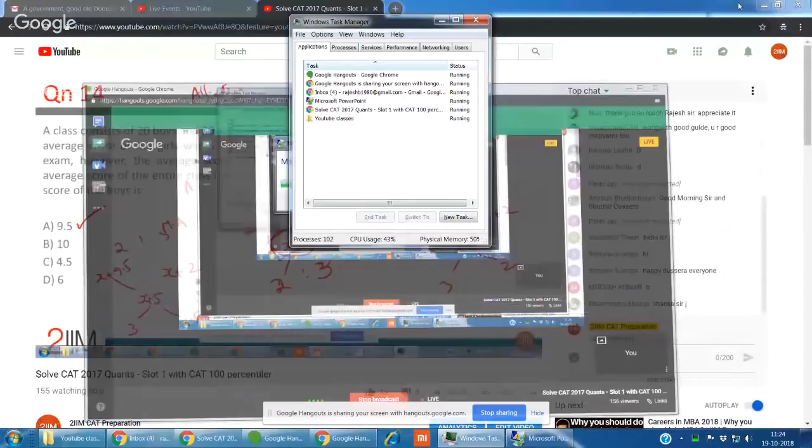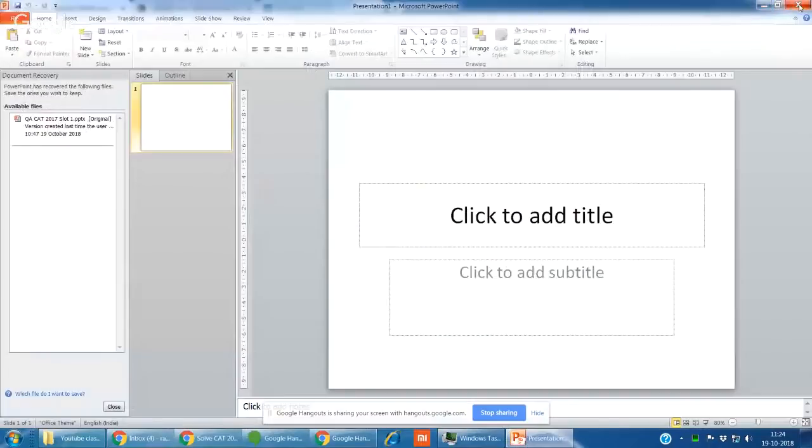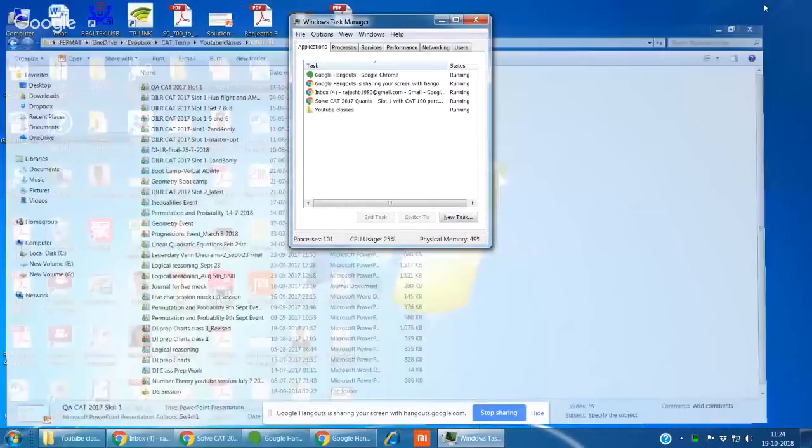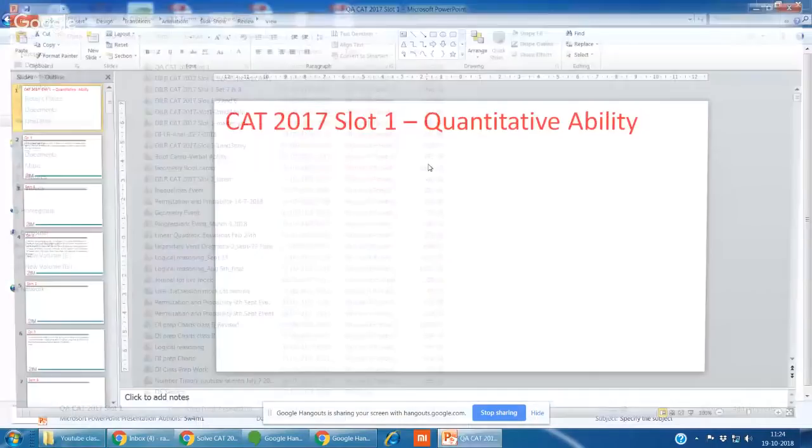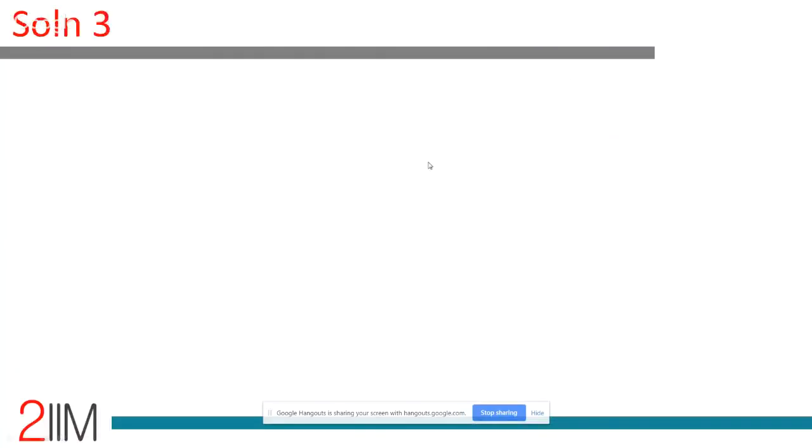I'm going to continue the screen share mode. So obviously there's some amount of loss of privacy here. I'm going to live with that. I hope you guys are not looking at what we're doing.